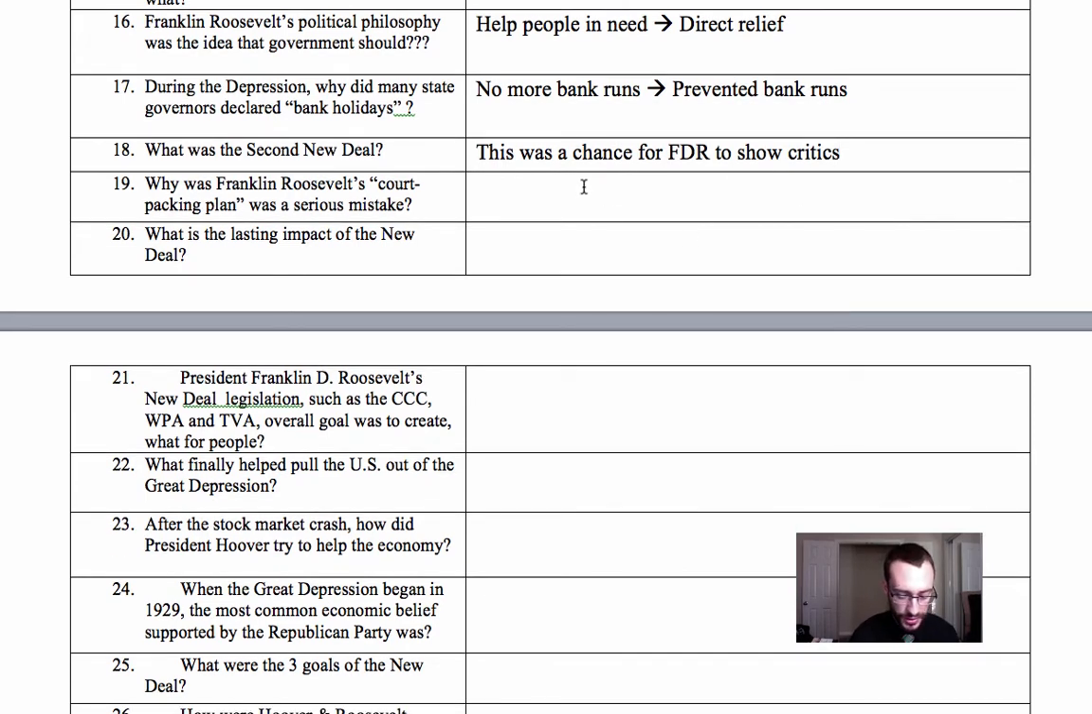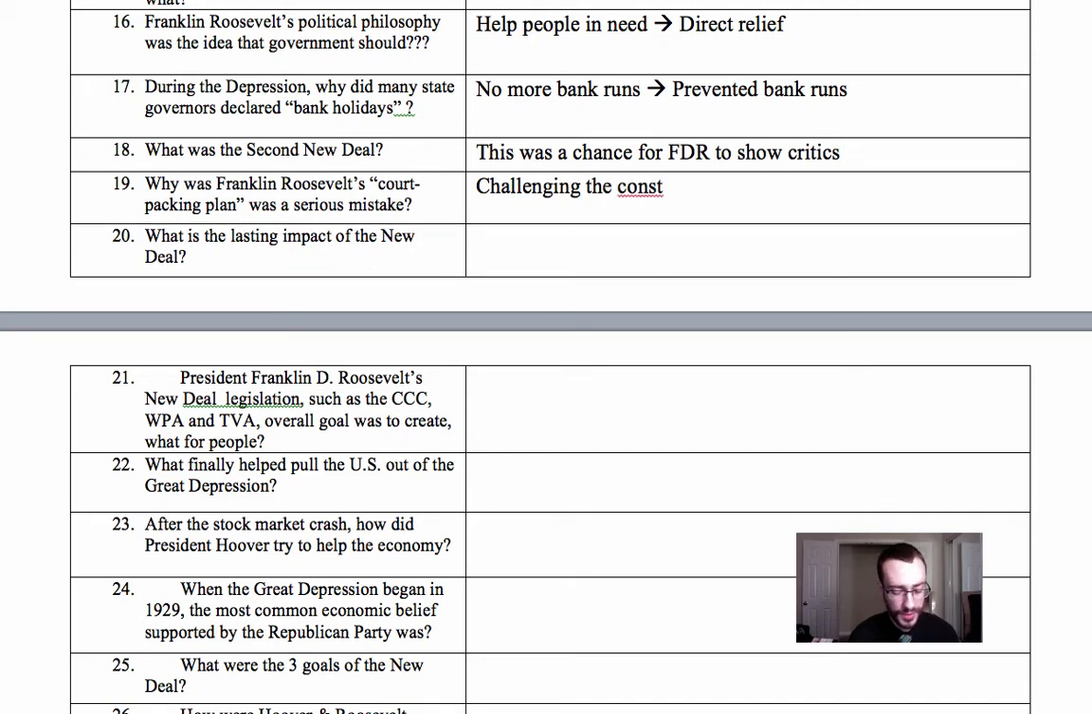He was going against the Constitution. Or we'll say he was challenging the Constitution. And this is going to make him look corrupt. Overall, FDR does not appear to be a very corrupt president at all. He's trying to help people, those that are in need. But now it looks like FDR is really doing what he wants by putting an extra 6 Supreme Court judges in the Supreme Court. Next one was the lasting impact of the New Deal.